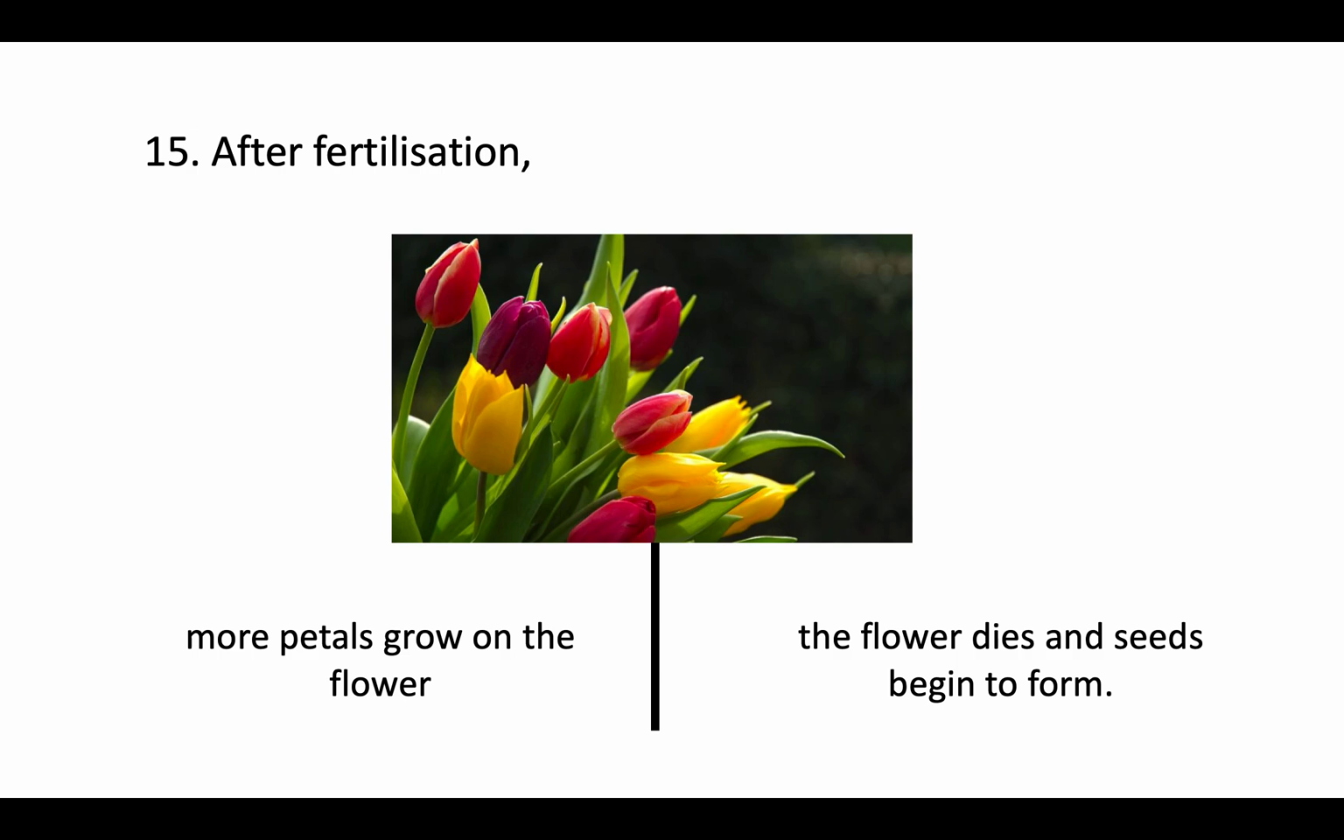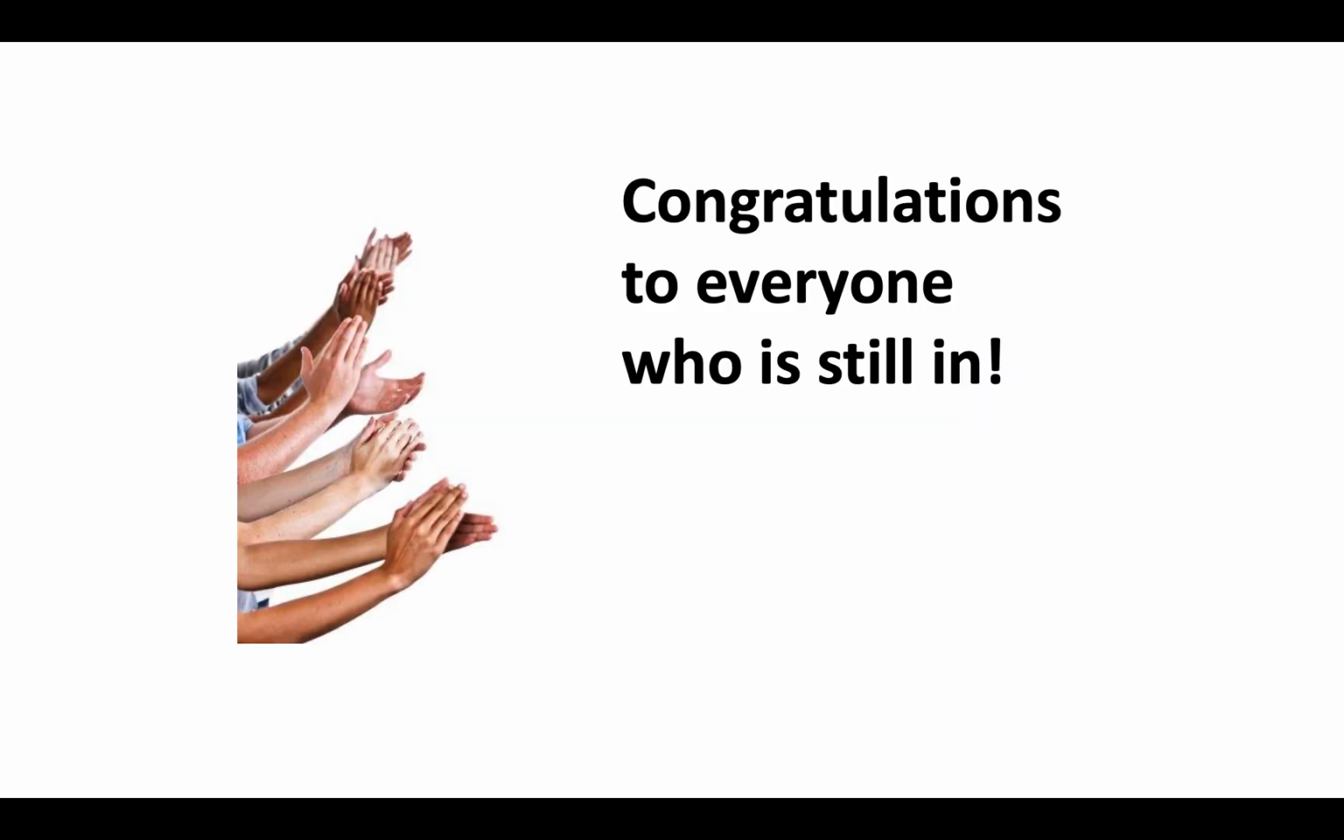After fertilization, see the journey we've taken here. What happens? A, more petals grow on the flower, or B, the flower dies and seeds begin to form? And the answer is B. Okay, so that process of fertilization, the pollen working its way down the stigma into the ovary area, mixes together, and that will make a new seed. And when the flower dies, seeds begin to form.